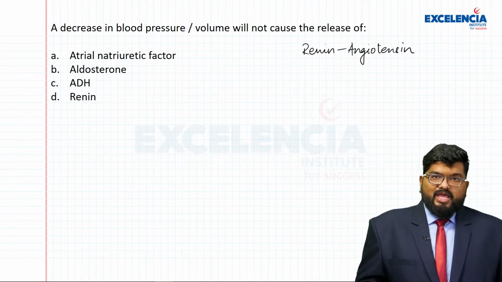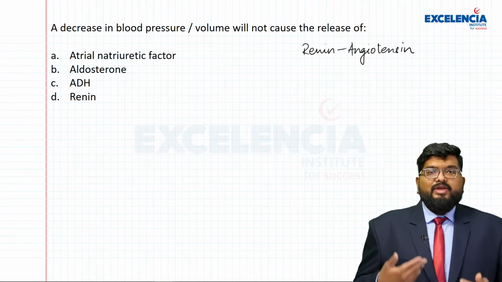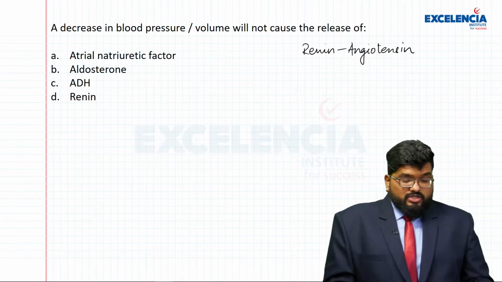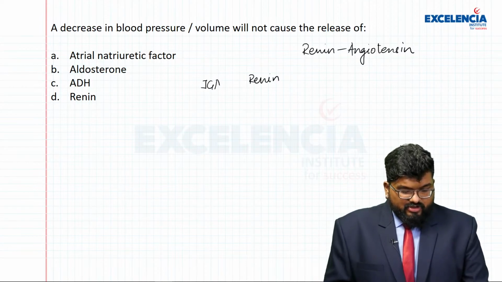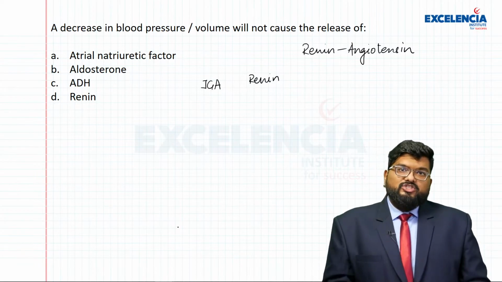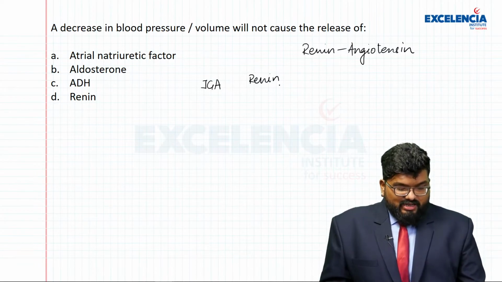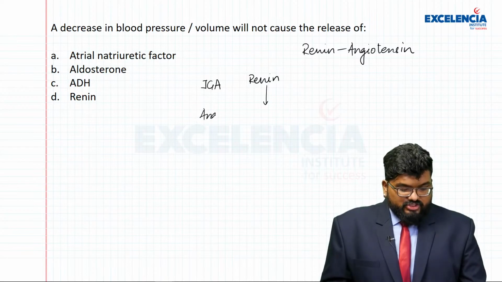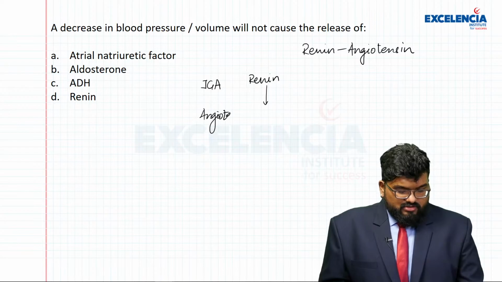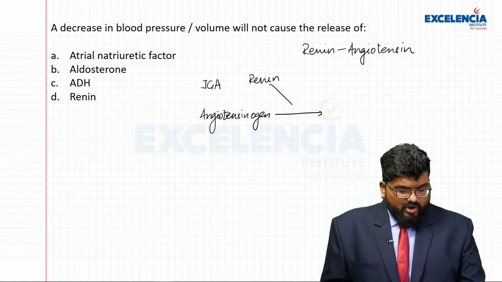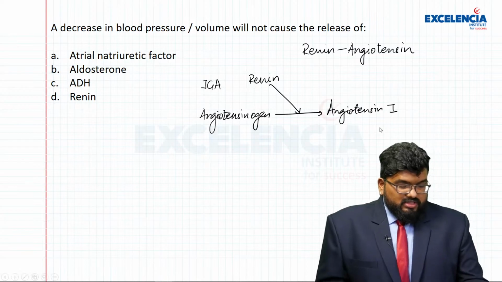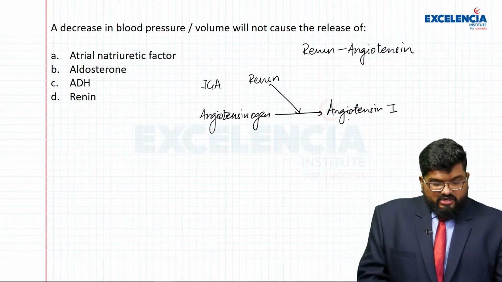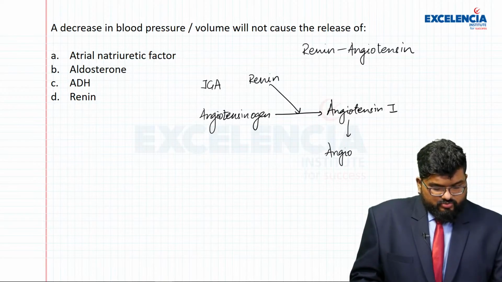Now, renin-angiotensin mechanism works on the principle of elevating the blood pressure, right? So renin is secreted by the juxtaglomerular apparatus. The cells of the JGA secrete renin, and renin converts angiotensinogen to angiotensin 1, right? This angiotensin 1 is further converted to angiotensin 2.